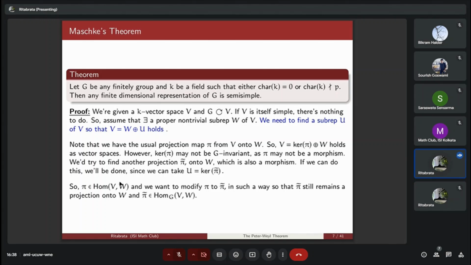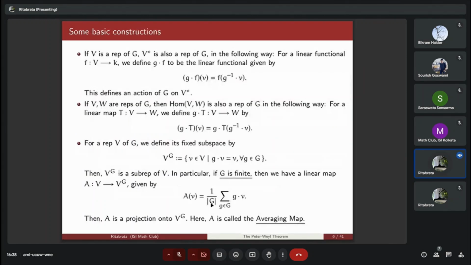So here is what we need to do. Given pi in Hom(V,W), which is a projection, we want to modify pi to pi tilde in such a way that pi tilde still remains a projection onto W, and it is in Hom_G(V,W), that is, a G-linear homomorphism from V to W. This is our target. In the previous slide, we defined the averaging map. We'll use this map to get this.